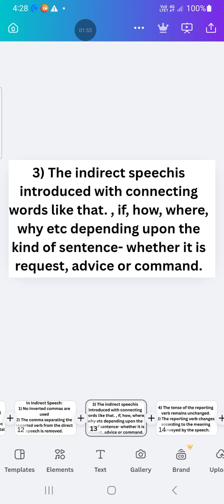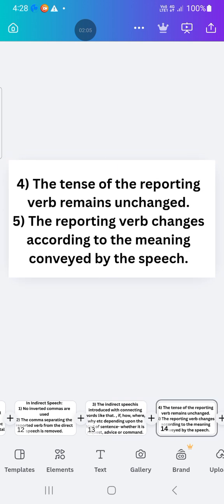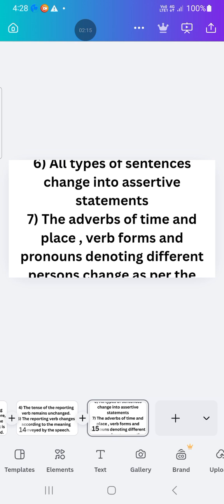The indirect speech is introduced with connecting words like that, if, how, where, why, etc., depending upon the kind of sentence, whether it is request, advice, or command. The tense of the reporting verb remains unchanged. The reporting verb changes according to the meaning conveyed by the speech. All types of sentences change into assertive statements. The adverbs of time and place, verb forms and pronouns denoting different persons change as per the sentences.